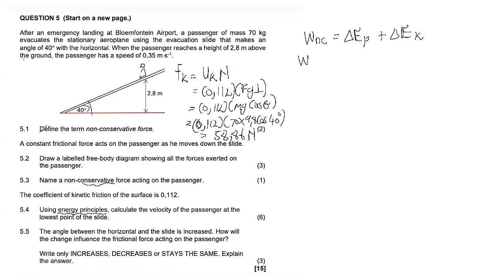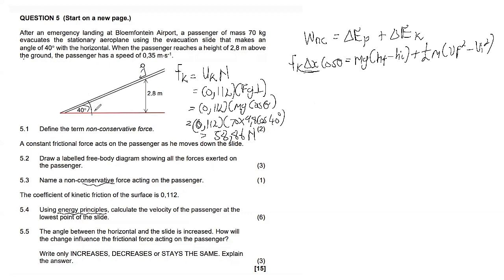So to break it down, we would end up having Fk delta x cos theta, which equals mg times height finally minus height initially, plus half m vf squared minus vi squared. Right. Now we already have our value for Fk, but then our problem is, what is delta x?